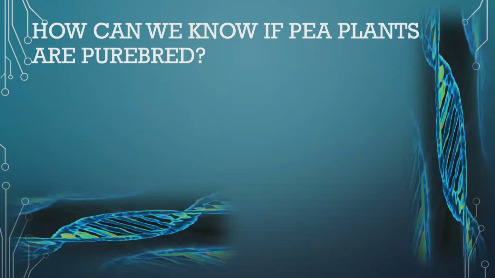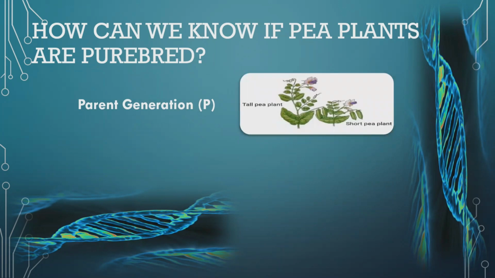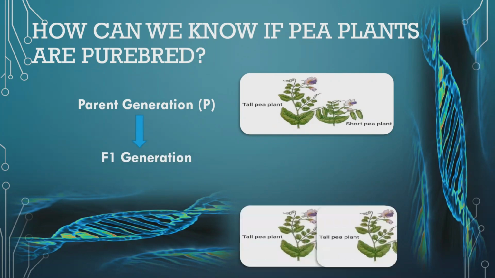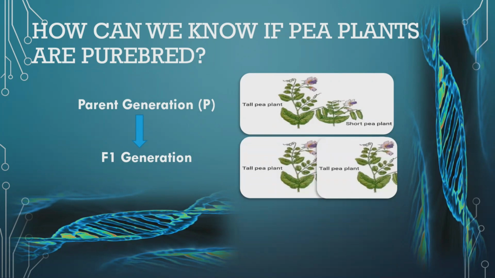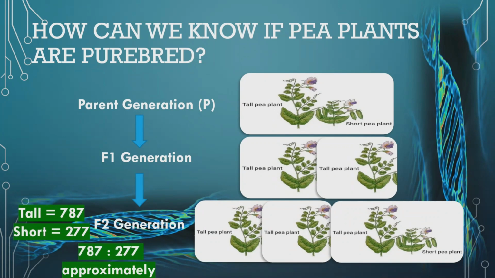How can we know if pea plants are purebred? Mendel crossed a purebred tall pea plant and a purebred short pea plant. The resulting F1 generation was all tall pea plants. Mendel then allowed plants of the F1 generation to self-pollinate. In the F2 generation, 787 of the pea plants were tall and 277 of the pea plants were short. The ratio of tall to short is approximately 787 to 277.